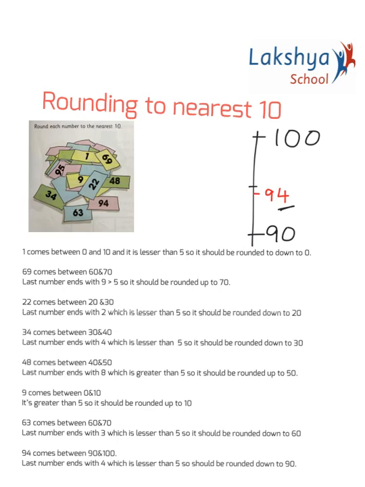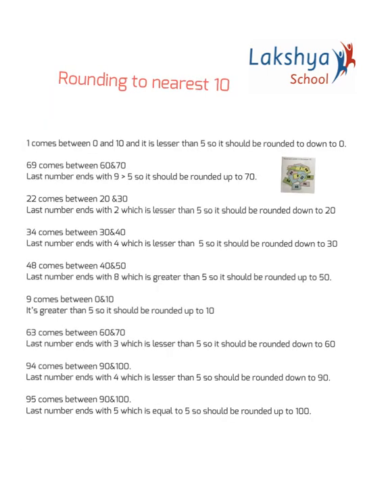My last number is 95. Where are we supposed to round it? The rule says when the last number is 5 or more than 5, it needs to be rounded up. So, we are supposed to round 95 to 100, not to 90, because it has 5 as the last number. Now, let's check what the numbers have been rounded to.